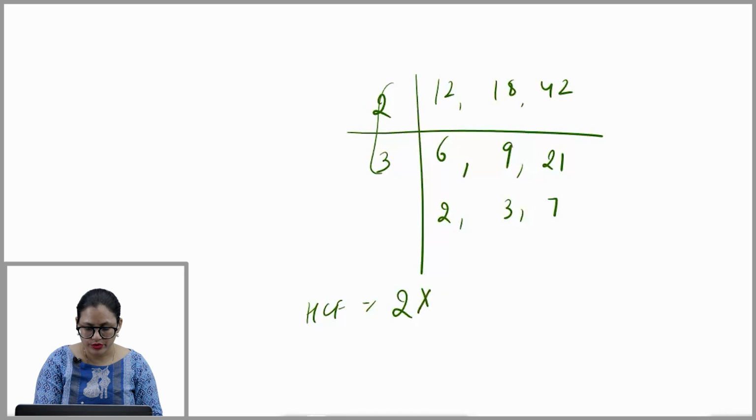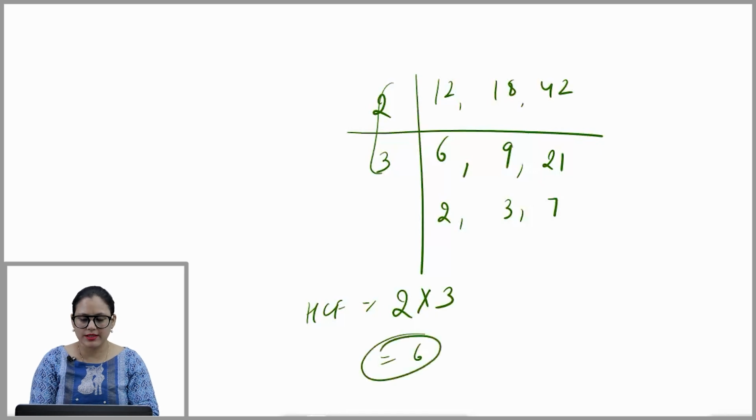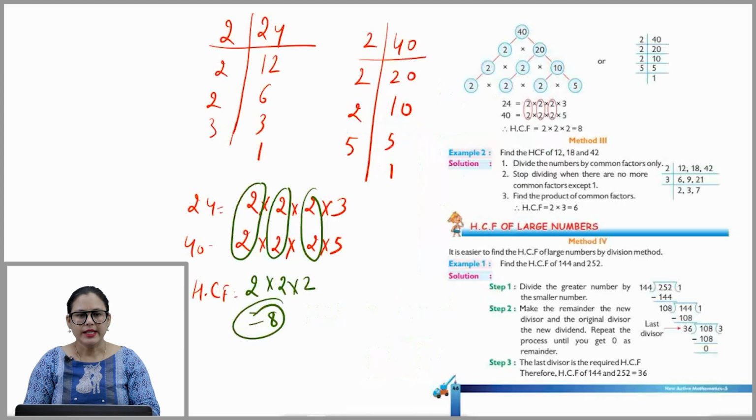2 into 3. So, 6 is the HCF of these numbers. Next, HCF of large numbers. This is method 4. This was method 3, now method 4. It is easier to find the HCF of large numbers by division method.